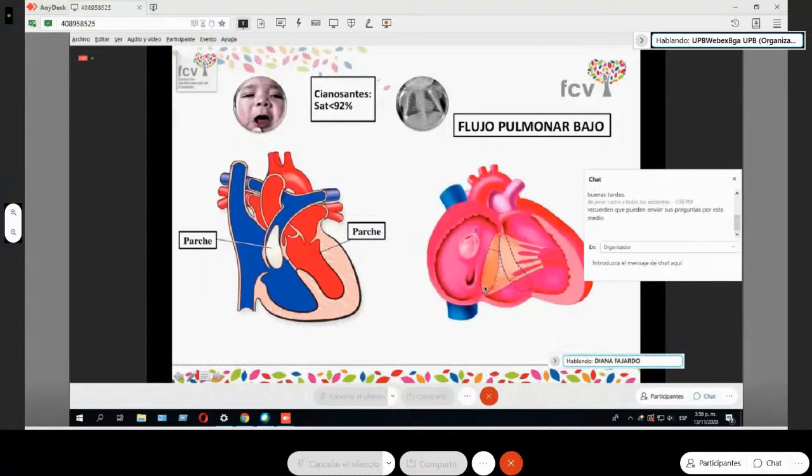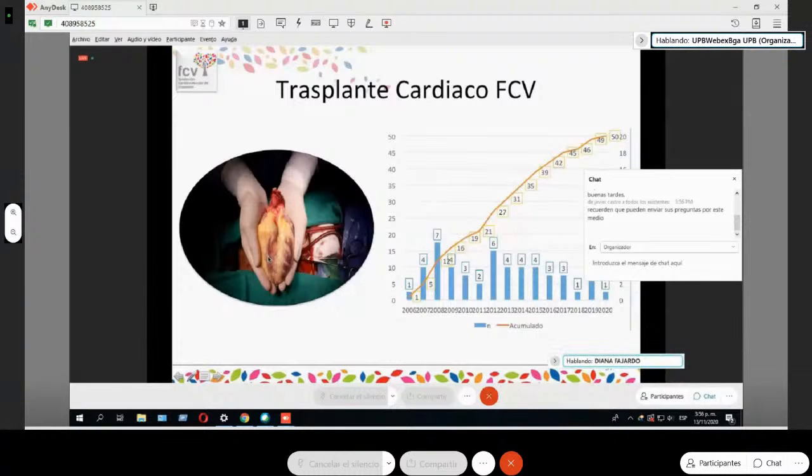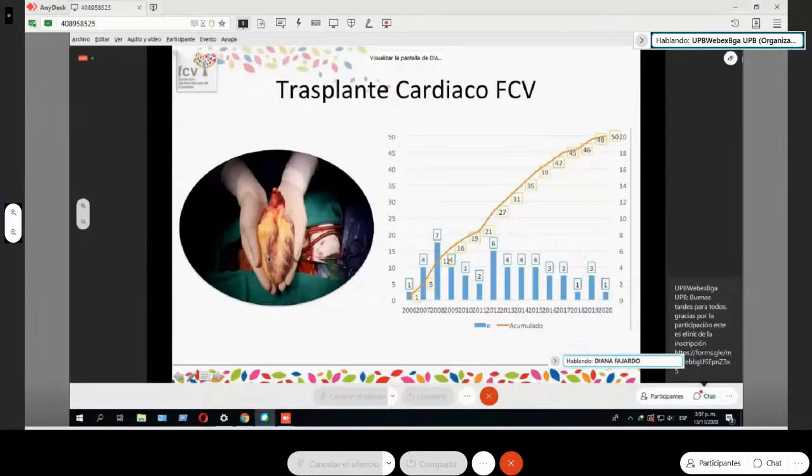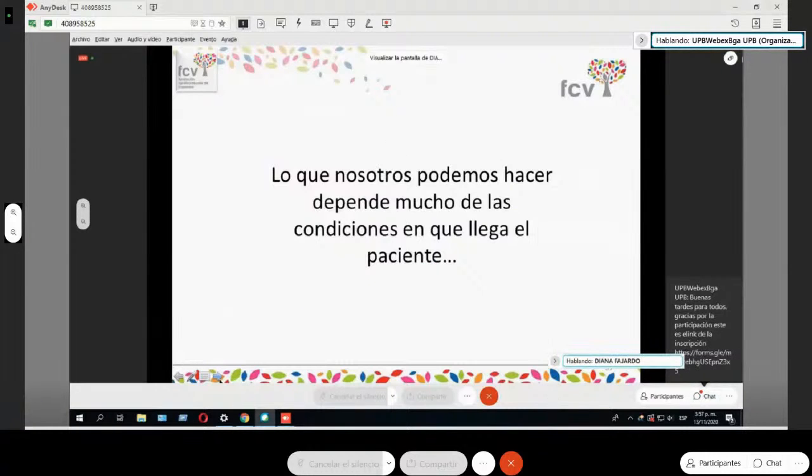So as a conclusion, what we can do as a surgical group, a multidisciplinary team, depends a lot on the conditions in which the patient arrives. For us, it's very important that the patient comes in the best condition. That's why we think this Promesa program that takes care of children before the surgery and between the surgeries is important, and they will come in better condition to the next stage of surgery. So thank you very much for your attention.